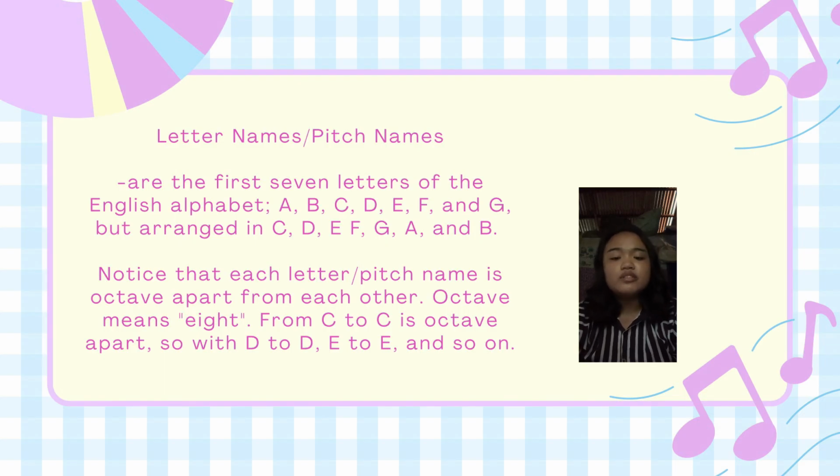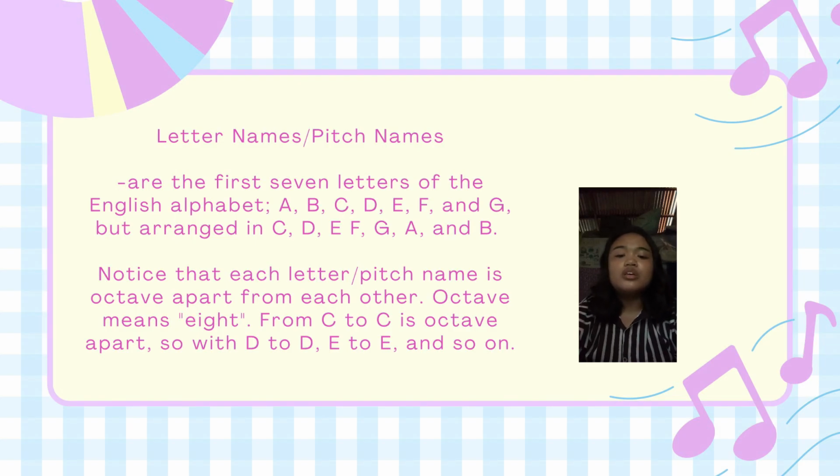So letter names or pitch names, these are the first 7 letters of the English alphabet, A, B, C, D, E, F, and G, but arranged as C, D, E, F, G, A, and B. So these 7 letters or pitch names are used repeatedly, so when you start at C and get to B, start again with C. C, D, E, F, G, A, B, C, D, E, F, G, A, B, C, D, E, F, G, A, B, C.